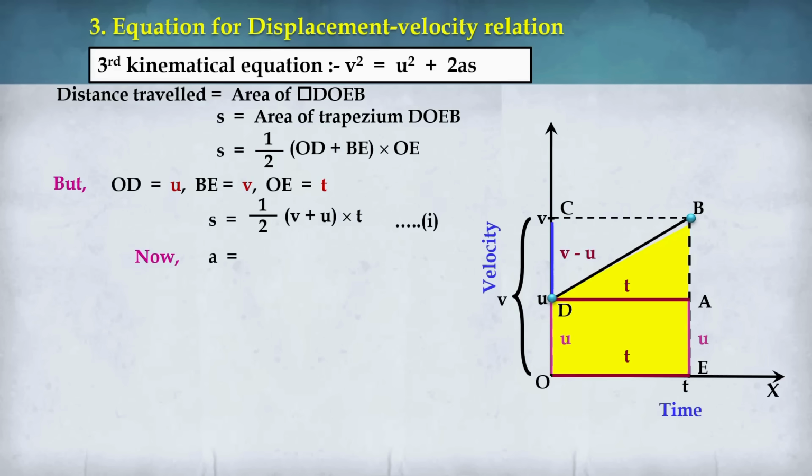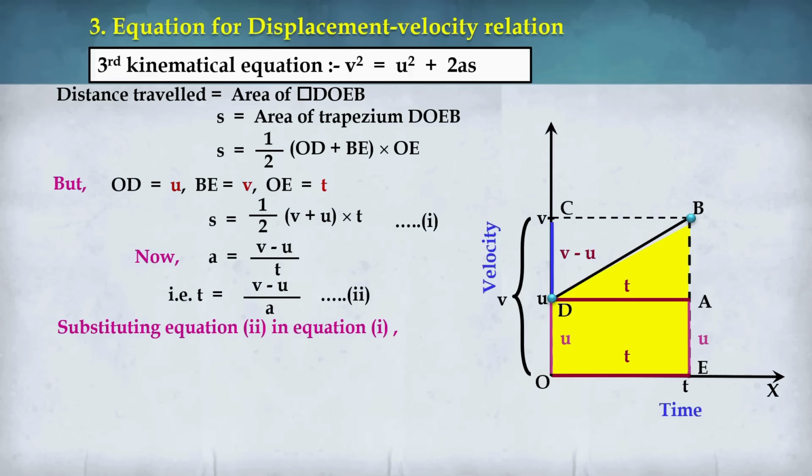Acceleration is equal to change in velocity divided by time. This means acceleration equals v minus u divided by t. From this, we can write that time equals v minus u divided by acceleration. Now substitute this value of time into the displacement equation. So displacement becomes half multiplied by the sum of v and u multiplied by v minus u divided by acceleration.